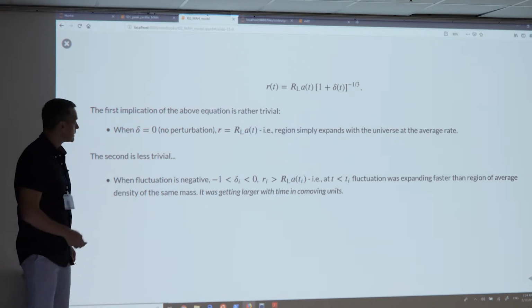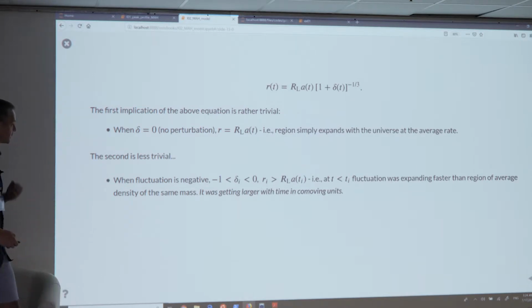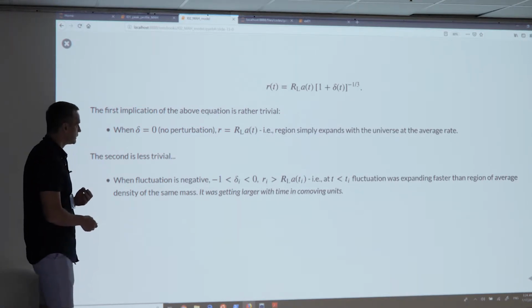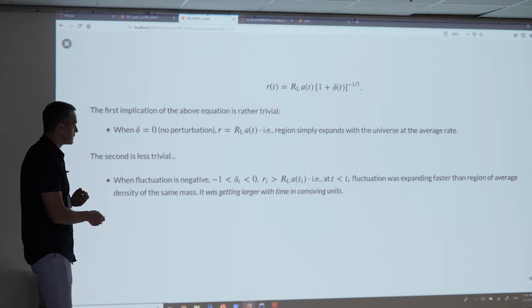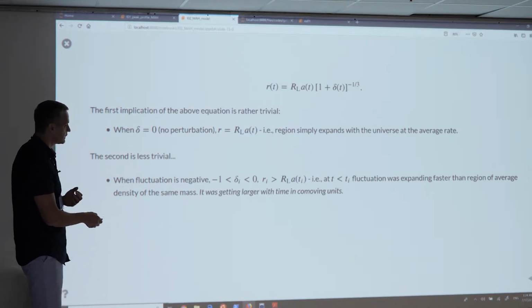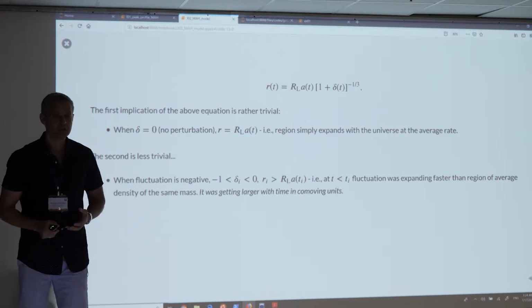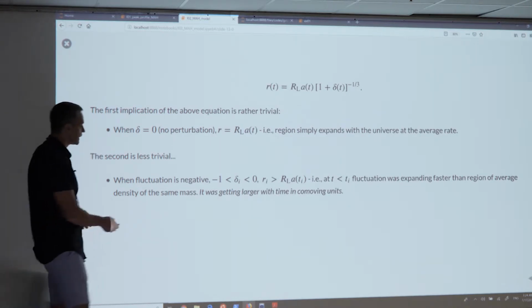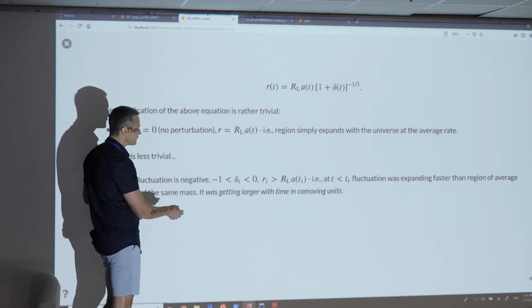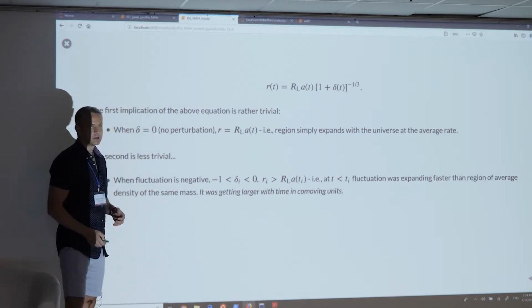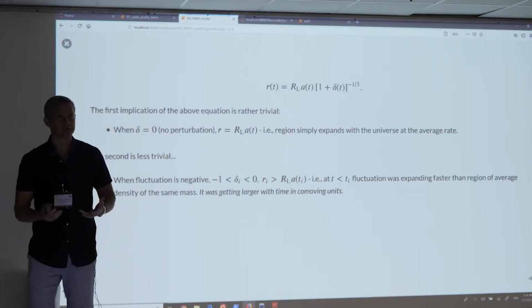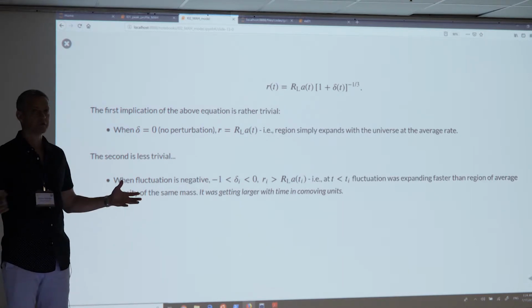So what does it mean? It means that if the initial perturbation was negative, so delta I was less than 0, the radius at any given time will be larger than this. It means that the perturbation was expanding faster than the average universe would expand from this initial Lagrangian radius. It means that a negative perturbation with a negative delta expands faster than the universe. Right?